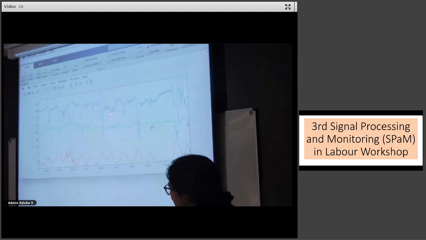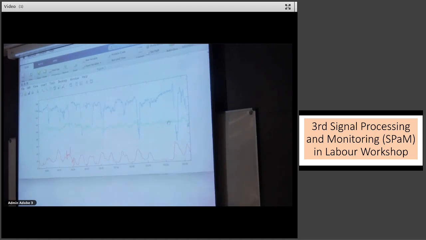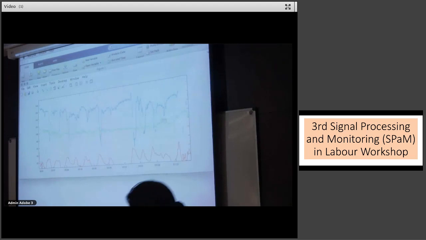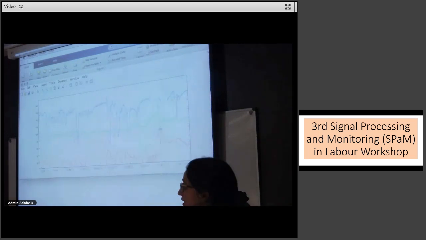So this is second stage of labor. Is it second stage? Yes, I think so. How do you know when second stage starts? I don't know, but I think it is because of the time. The baby was born at 2-something. We don't have exactly the time when it started, but I assume this is second stage labor.